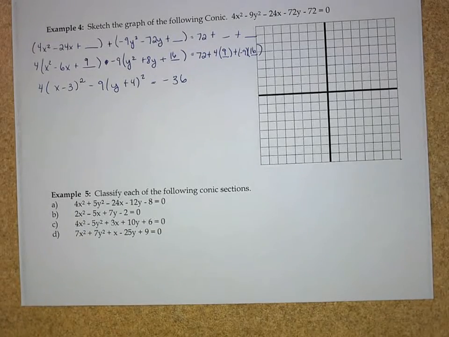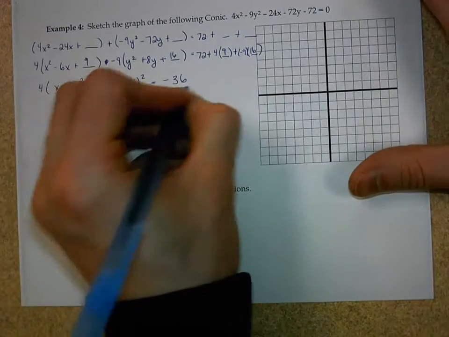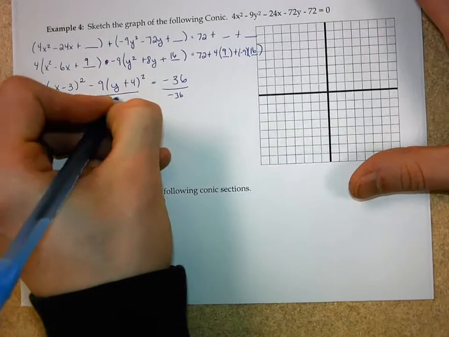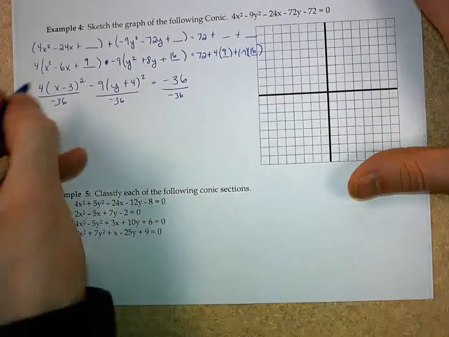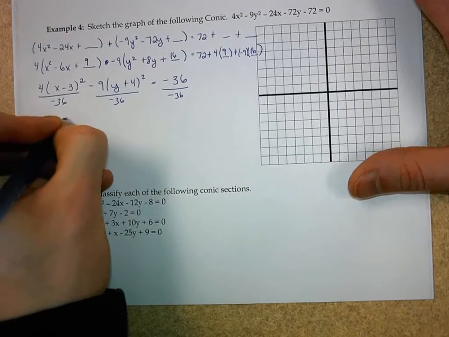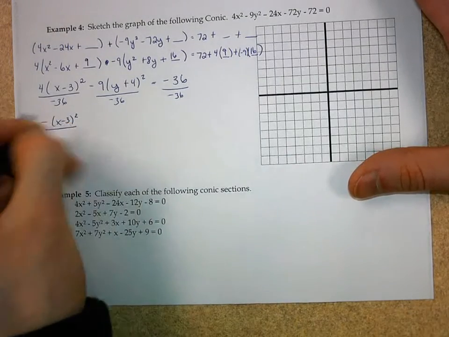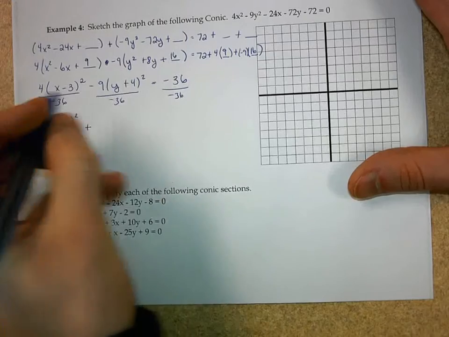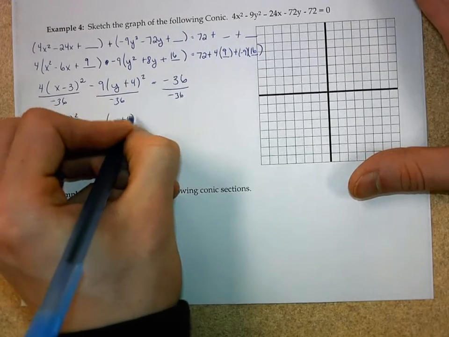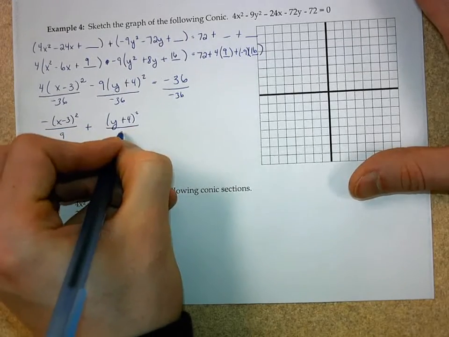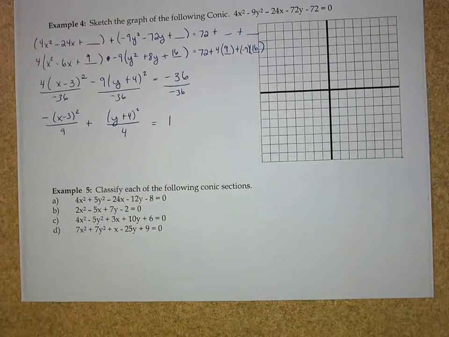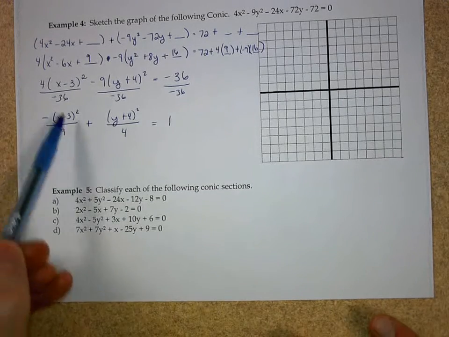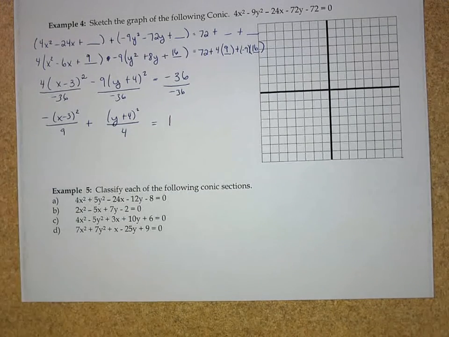Not quite in my standard form yet. Need to divide everything through by this negative 36. So then I'll have negative x minus 3 quantity squared over 9 plus y plus 4 quantity squared over 4 is equal to 1. And I want to be careful there not to box my answer, because notice how the negative term is the front term.